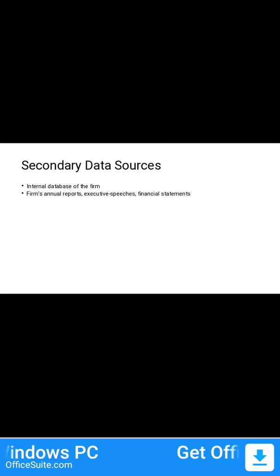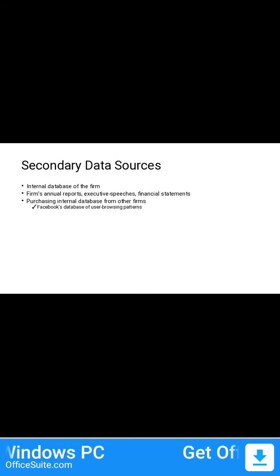Then we have firms' annual reports, executive speeches, and financial statements. So if you want to find out what it is that Maruti is going to do in 2025, rather than collecting my own primary data, what I can do is look at their annual reports, what the executives, CEOs and MDs are saying, and look at the financial statements. Have they started investing more in R&D or not? So this will give me an idea about what Maruti is planning to do in 2025. So that is another example of secondary data sources.